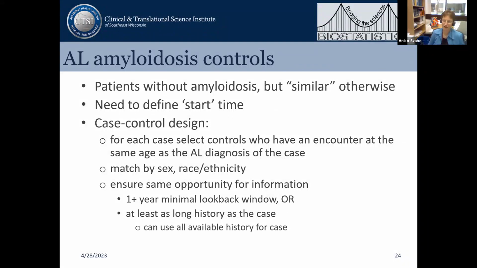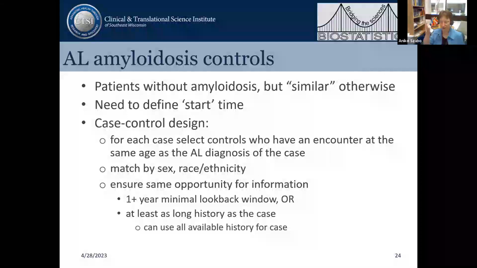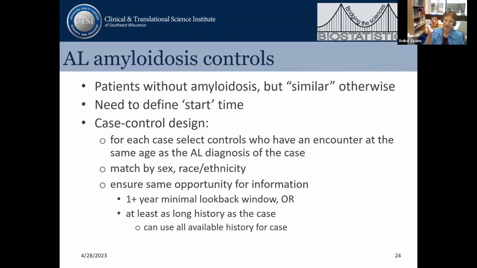So one difficulty when you try to think about controls in this case is that for amyloid patients, we had defined the start as the date of their first AL diagnosis, as best as we could tell. But control patients do not have a first day of AL diagnosis because they do not have an AL diagnosis. So what time are we even going to use as a baseline start time? A good workaround for these situations is a case control design.